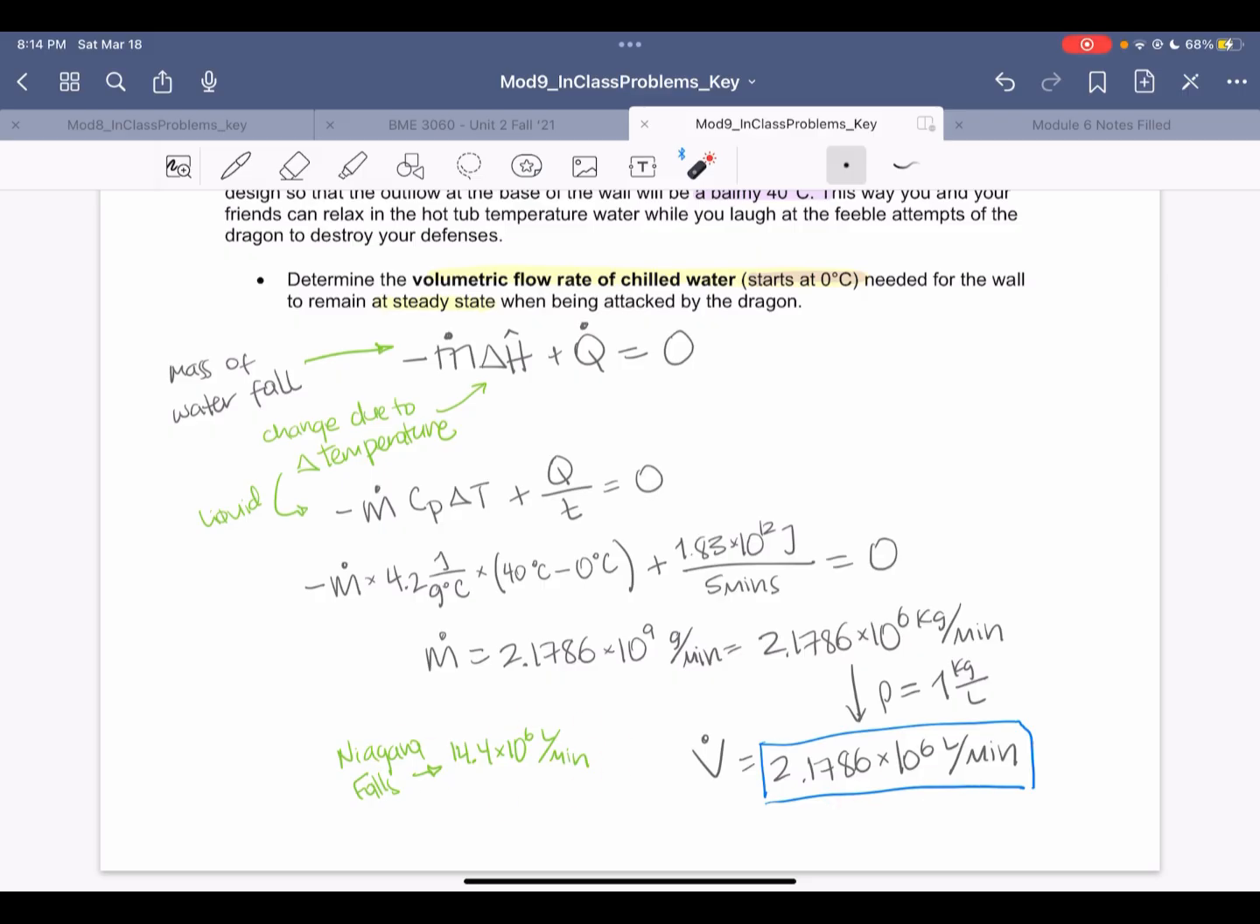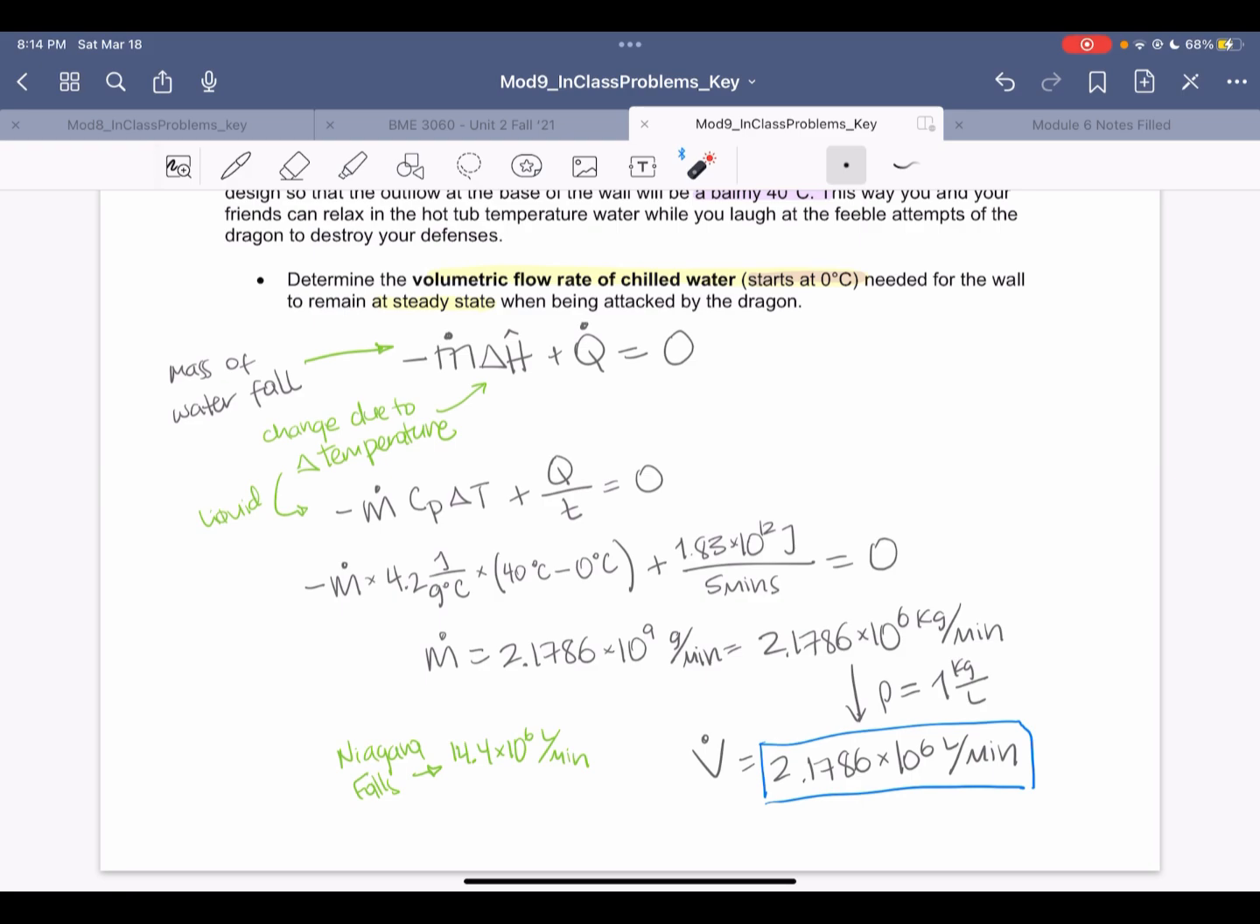So maybe we could go ahead and try to find other waterfalls in the United States that might achieve something similar, and get inspiration from them on how to design our waterfall structure. Okay, but this is a volumetric flow rate that we would need to remain at steady state.